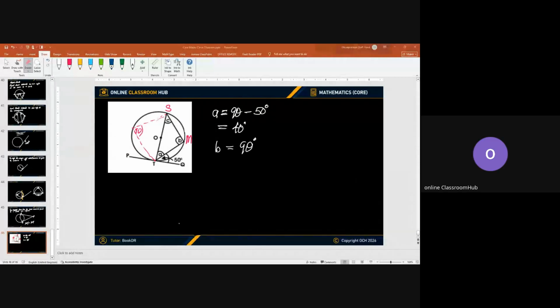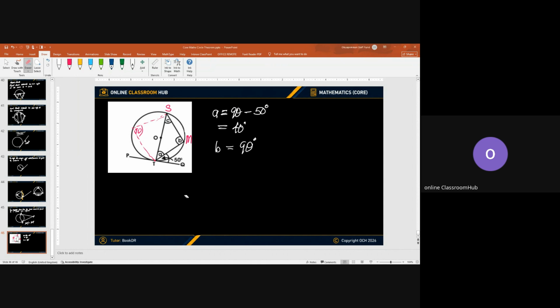So it's left with C. So triangle S and T. Then you find your listener. Okay, but yes, so we can also use the tangent theory. So C is 50.